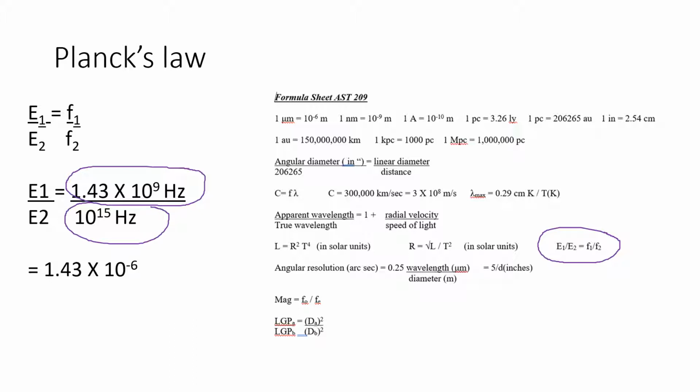You plug those in. Notice that the frequencies cancel because we're looking for a ratio, the ratio of one energy to the other energy. And when you have a ratio like that, there will be no units. So if I compare the energy of the radio wave to the energy of the ultraviolet, I get 1.43 times 10 to the negative 6. Or the energy of the radio wave is 1/millionth the energy of the ultraviolet wave.